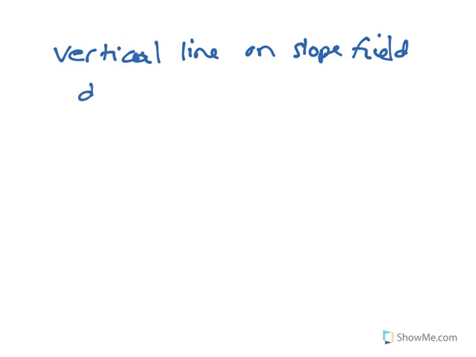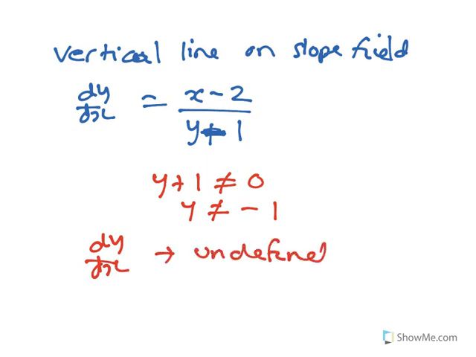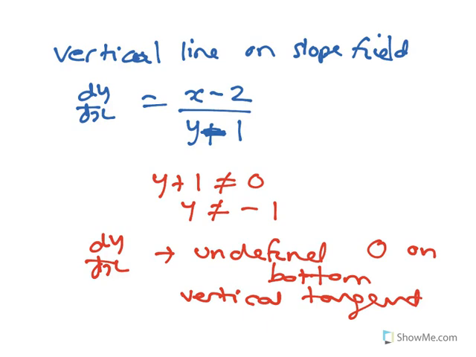Now the vertical line on the slope field will happen when the gradient is actually undefined. So say you had x minus 2 on top and y plus 1 on the bottom. So y plus 1 cannot equal 0, so y cannot equal minus 1. What this means is the gradient is undefined. And when it's undefined and there's a 0 on the bottom, that will be a vertical tangent. So it's like this, along y equals minus 1.